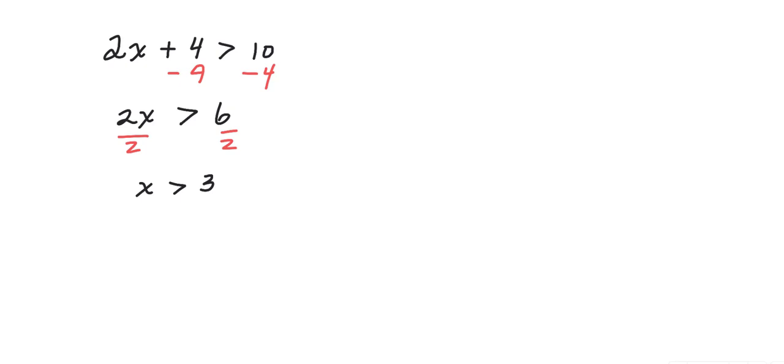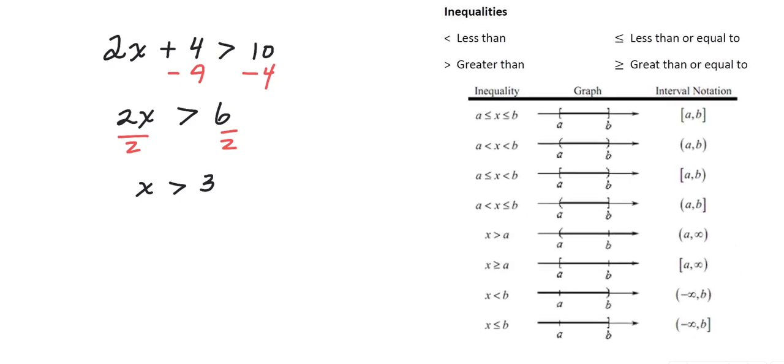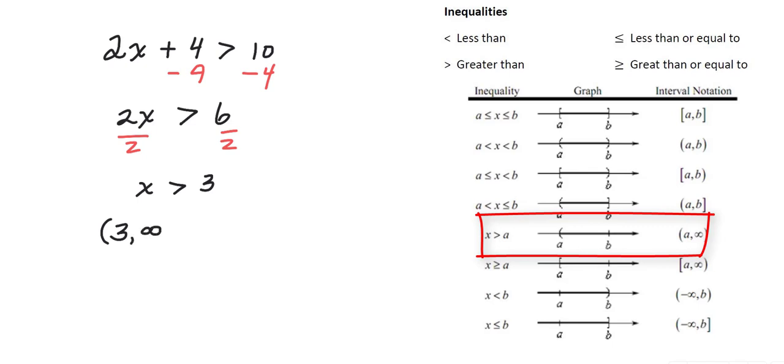And looking at our little cheat sheet, how you would write this x greater than 3 is we cannot touch 3, so that'd be a parentheses, and we go all the way to infinity.